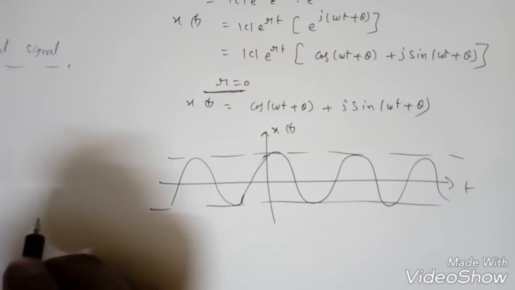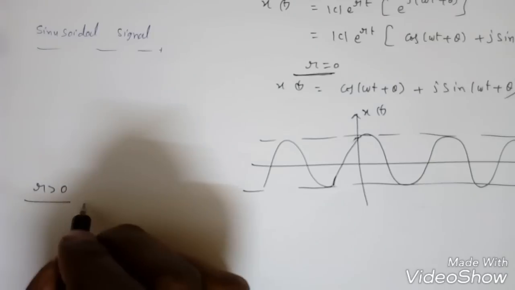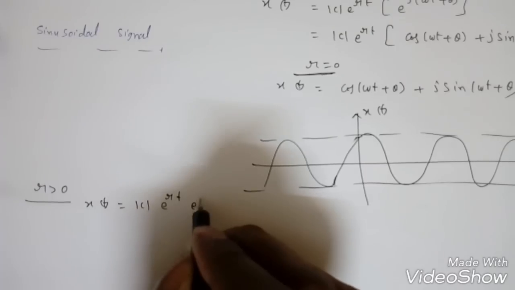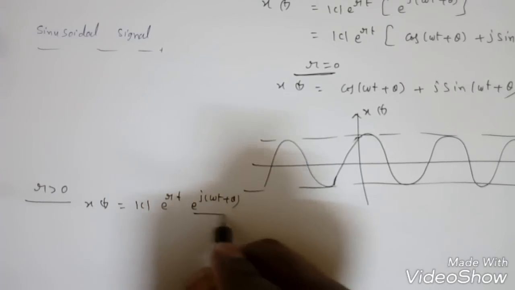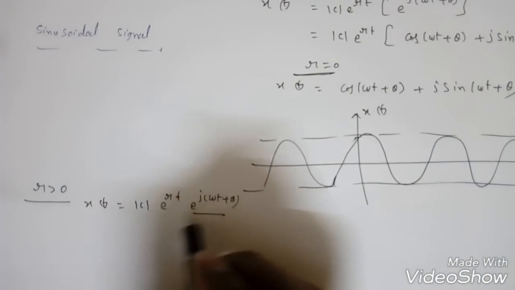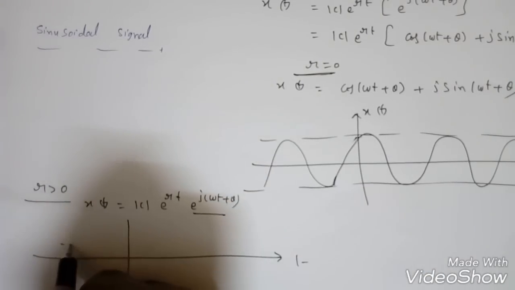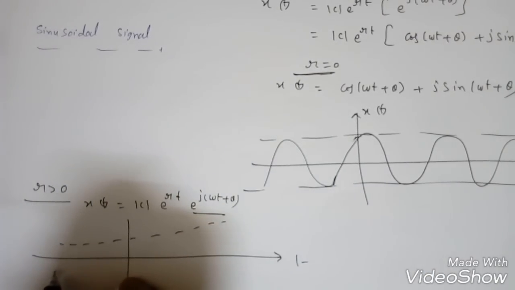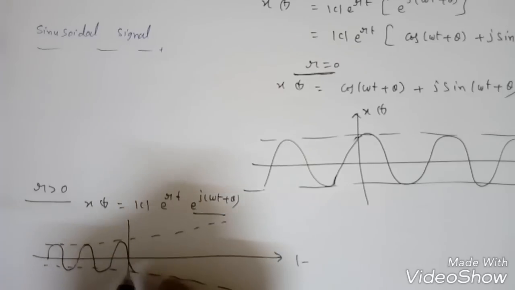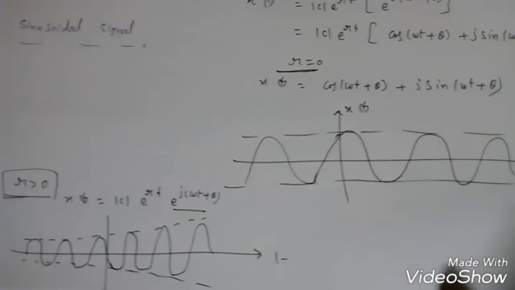Suppose next case, when r is greater than 0. Then x of t is mod c e power rt into e power j omega t plus theta. This cannot be represented by a plain cos omega t plus theta. If r is greater than 0, this whole term will be a growing exponential, so we'll get a signal something like this. Exponentially growing sinusoidals we will get like this when r is greater than 0. This is the complex exponential.